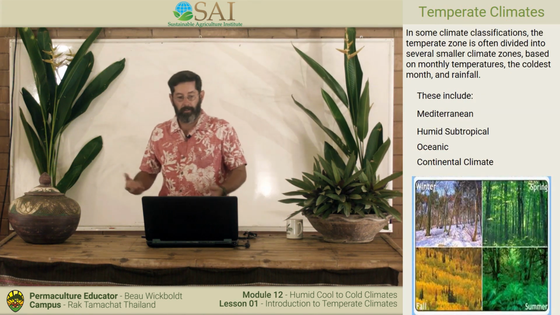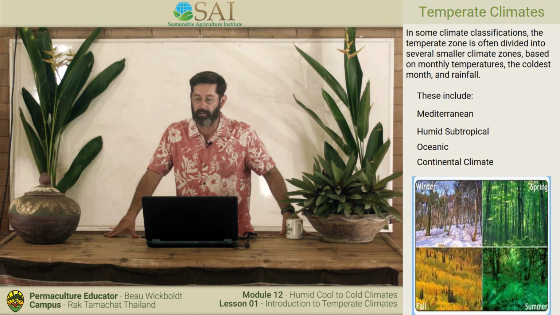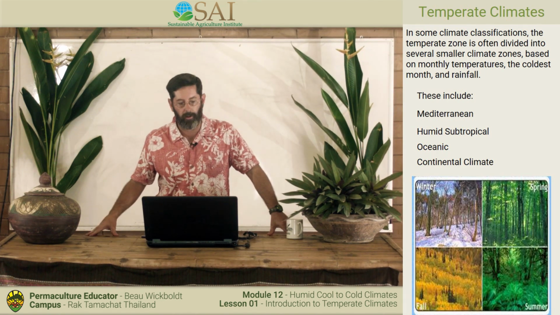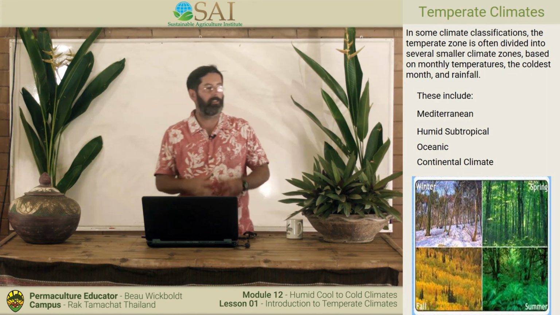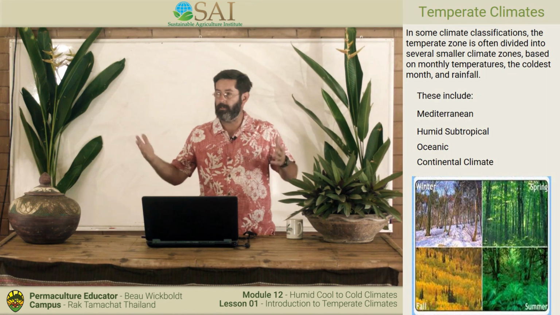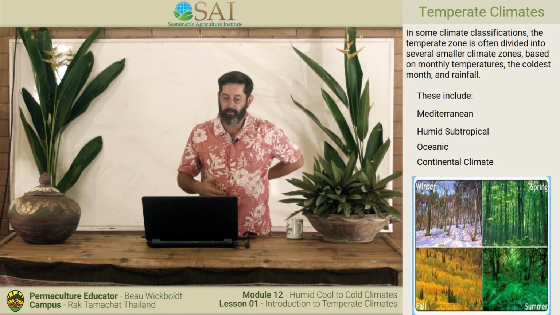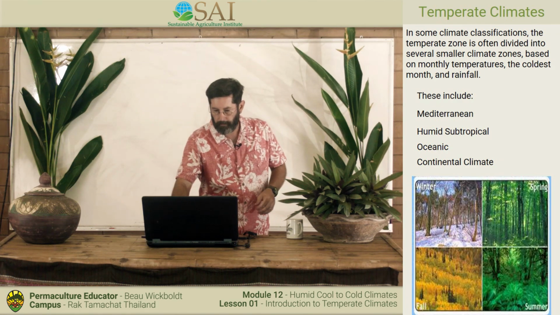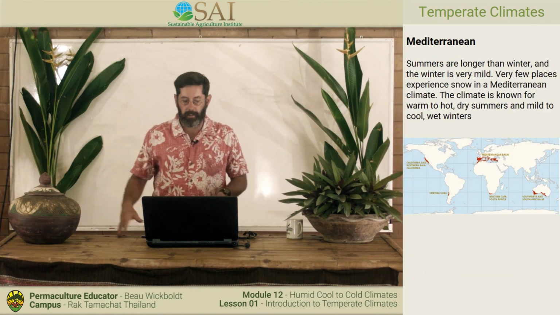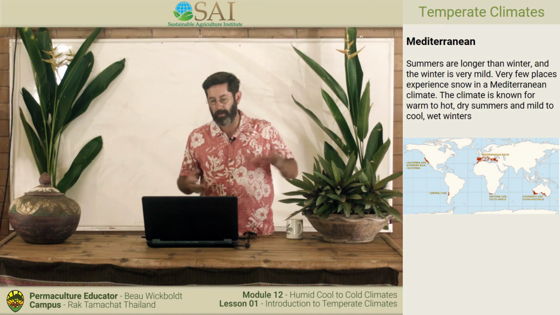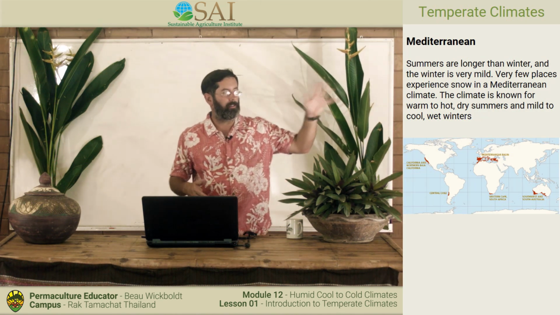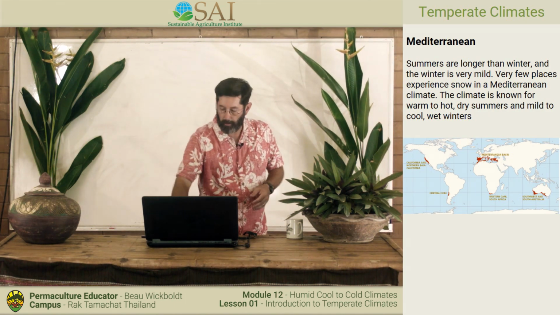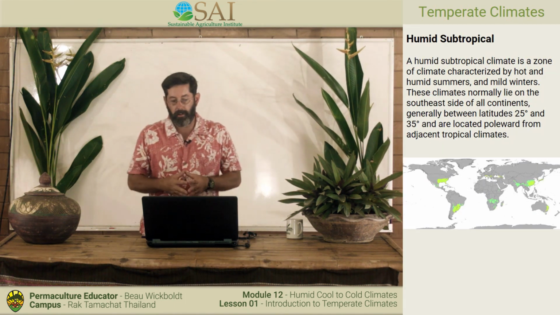In some climatic classifications, the temperate zone is often divided into several smaller climate zones based on monthly temperatures, the coldest month, and the rainfall. These can include the Mediterranean environment, humid or subtropical, which can also be in temperate areas, and oceanic and continental climates, for instance, Europe's continental climate. Here we can see where the Mediterranean is located. There's a little Mediterranean in the northwest of the United States, obviously in the Mediterranean basin, and in the south of the Americas. And we have some humid or subtropical climates.